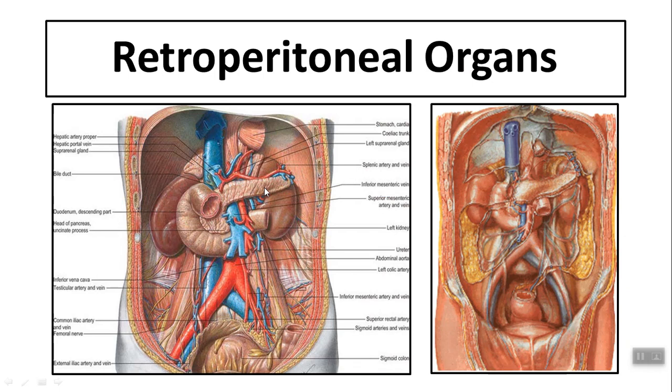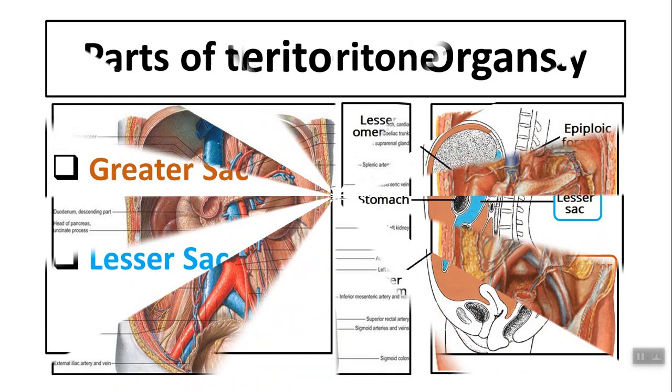These are the retroperitoneal organs. Here we can see the kidney, suprarenal gland, inferior vena cava, aorta, the duodenum, except the first inch of the duodenum, and the ascending and the descending colon. All these structures are regarded as retroperitoneal organs.